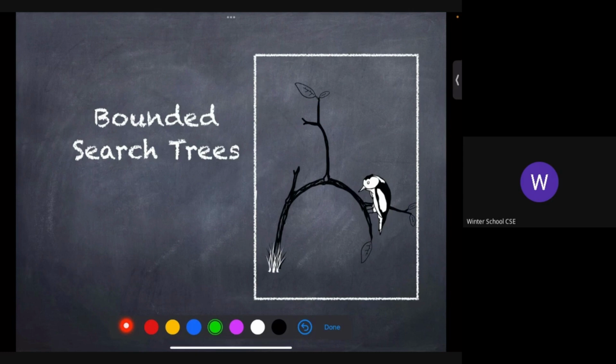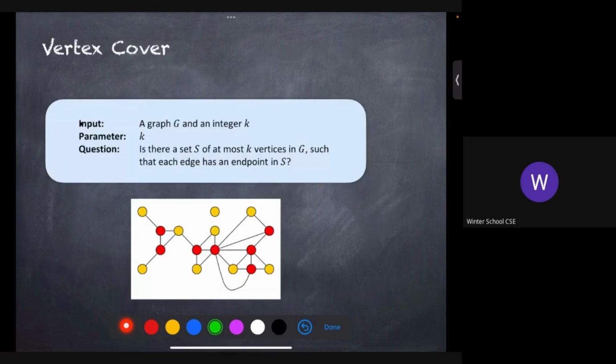Okay, bounded search trees. Again, favorite example: vertex cover. Once again, what is the problem? I have a graph G, I have an integer k, the parameter here is k, and the question is if I can find a set of vertices of size at most k, such that every edge in my graph contains at least one endpoint from this set. So in this example, yes, I have a graph, and here is the vertex cover. And you can check that every edge is covered by at least one of the vertices.